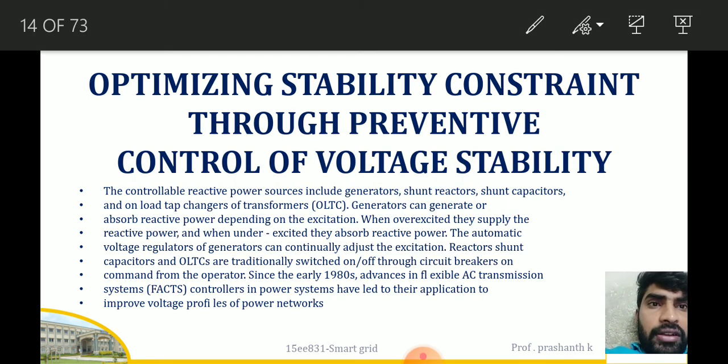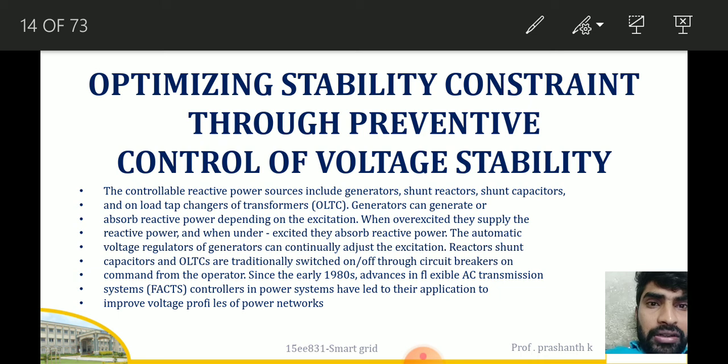So optimizing stability constraints through the preventive control of the voltage stability. The controllable reactive power sources include generator, shunt reactor, shunt capacitor. See, controllable reactive power sources include the generator, in the sense the synchronous generator, okay, and shunt reactors also, to eliminate power flow and power variations, and shunt capacitors to eliminate disturbances and to increase, I mean improve, the power factor. Also on-load tap changers of transformer, OLTC.